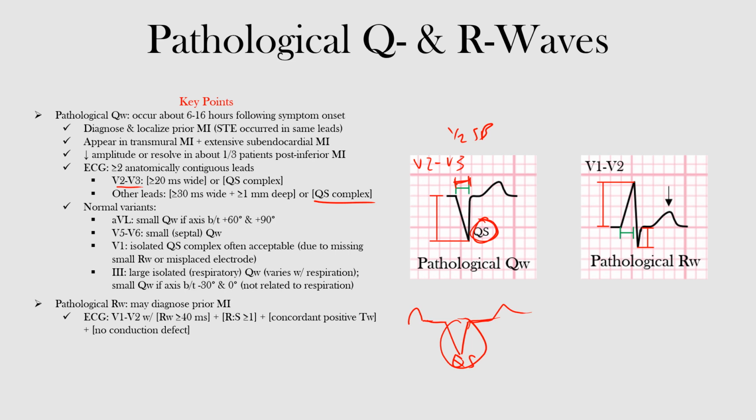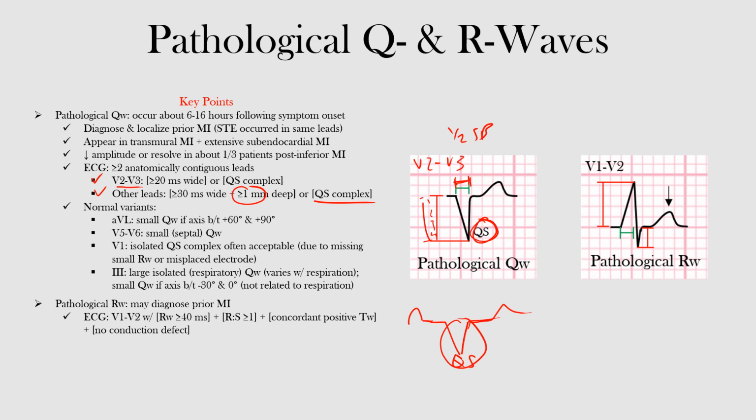And obviously, the depth of these Q waves is what? 1, 2, 3, 4, almost 4 small boxes. So clearly 4 millimeters, much greater than the 1 millimeter depth. So that's the other leads. If you imagine V2 through V3 as this criteria here, then for all the other ones, you can use that other criteria that we went over.